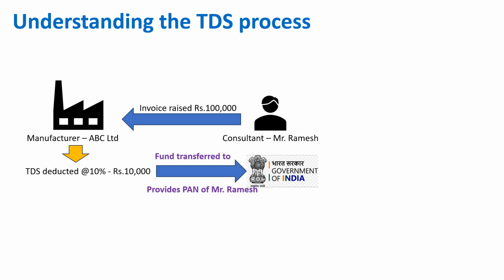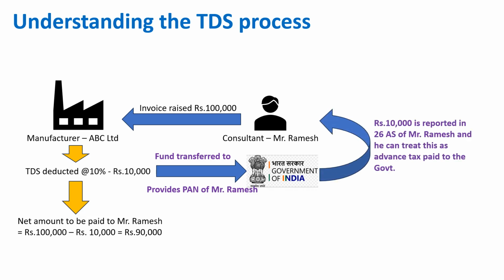Now, once the credit period is over, the manufacturer will transfer the net amount to Mr. Ramesh. And what is the net amount here? 1 lakh minus the tax deducted, that is 10,000. 90,000 will be transferred to Mr. Ramesh. Now, what happens to this 10,000 which the manufacturer has transferred to the government of India? This rupees 10,000 will be reported in 26AS of Mr. Ramesh, and he can treat this as advance tax paid to the government.